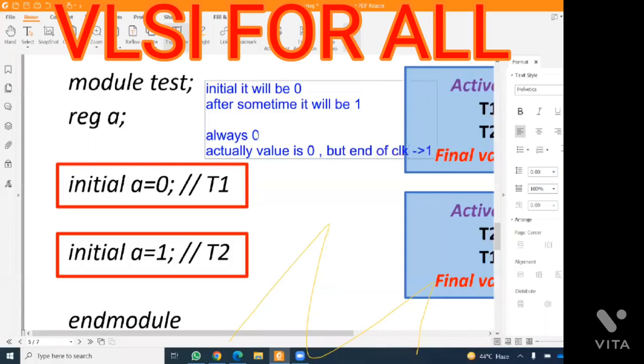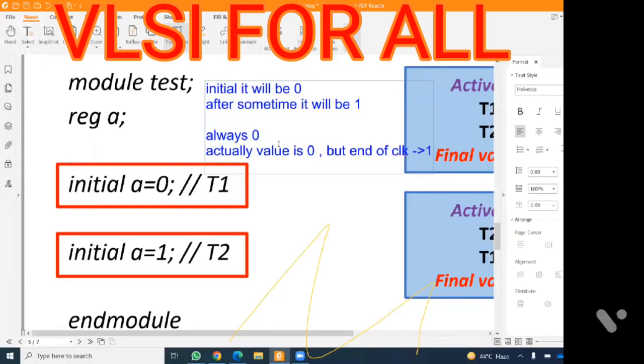It is a race condition, sir. What do you mean by race condition? It cannot decide which blocking assignment to execute first. It will execute with a race condition, so it cannot decide what to print. Okay, so what print will I get? I cannot decide, it depends on the simulator. Maybe X, sir.